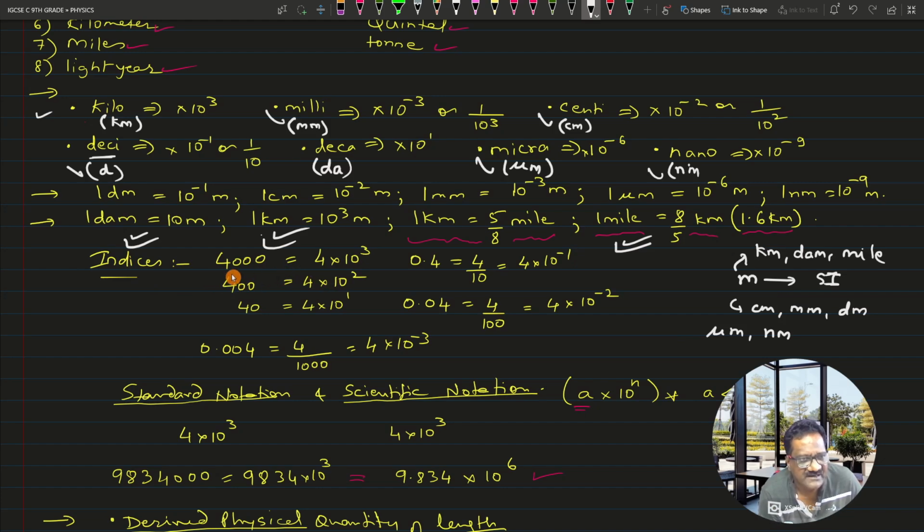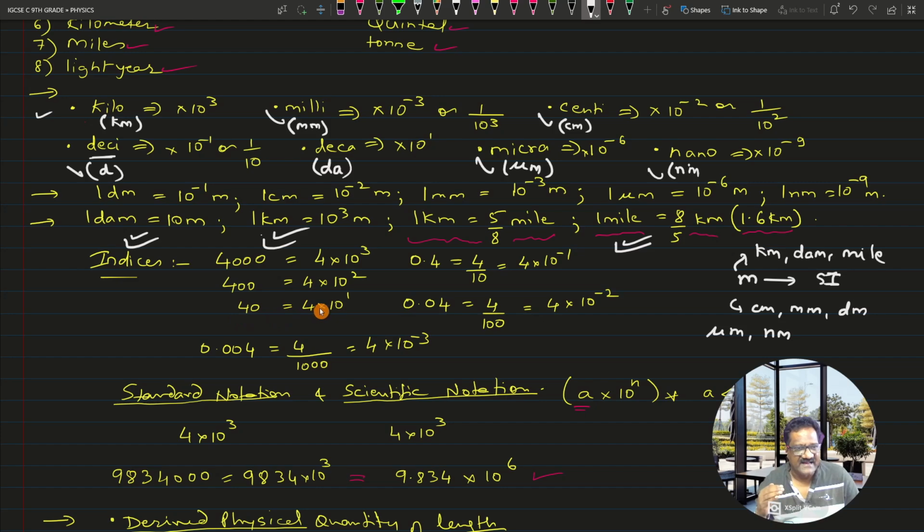Suppose you have a number like 4000. This 4000 can be expressed in mathematics as 4 into 10 raised to 3. 4000 can be written as 4 into 10 raised to 3. Similarly, 400 can be written as 4 into 10 raised to 2 and 40 can be written as 4 into 10. So this is nothing but a little bit of mathematics, which you should always know.